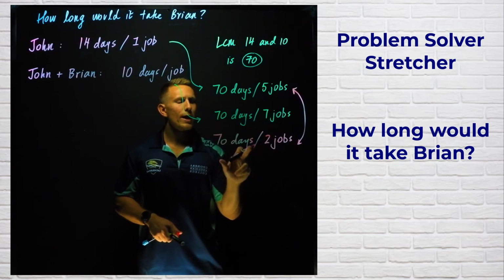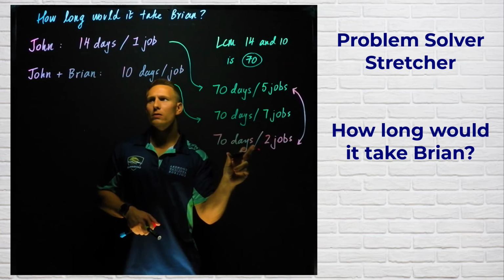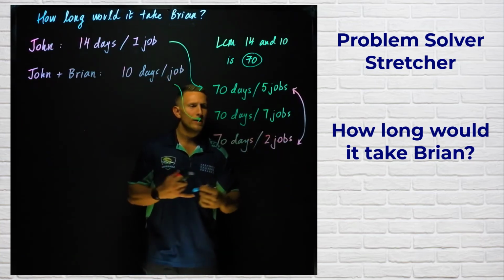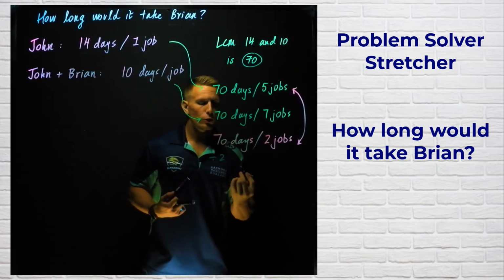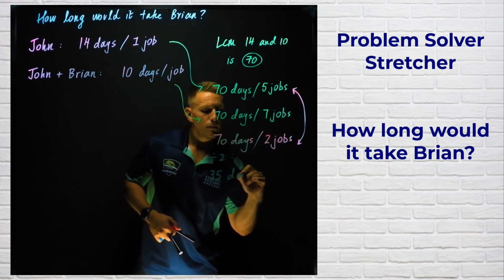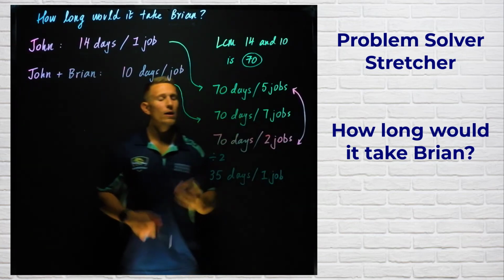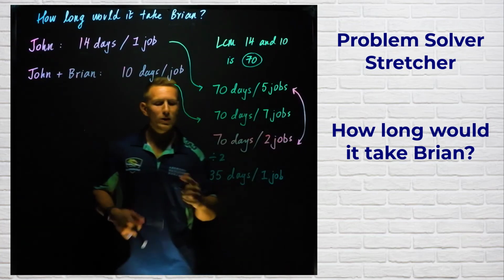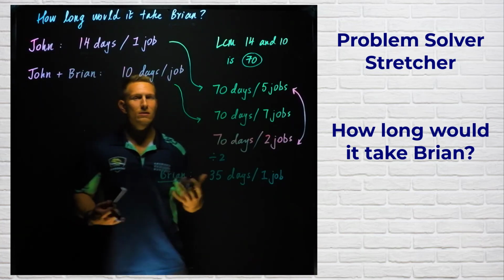So we want to work out how many days it would take Brian on his own to complete 1 job, okay? So in order to do that, all we need to do is divide 70 by 2. So 70 divided by 2 is 35. Okay, it would take Brian 35 days to complete 1 job, okay? And that is the solution for this problem.